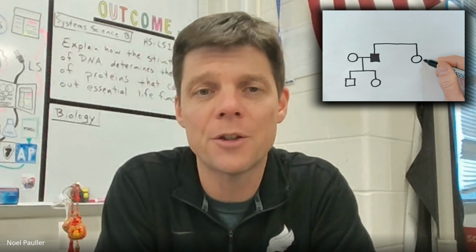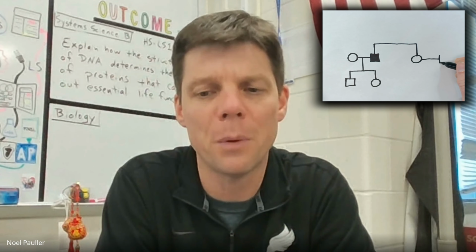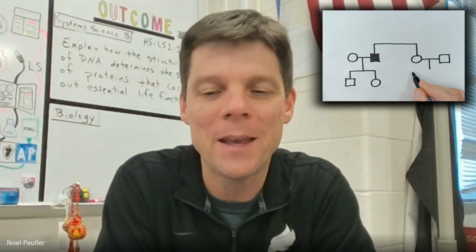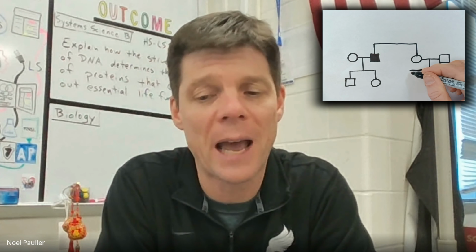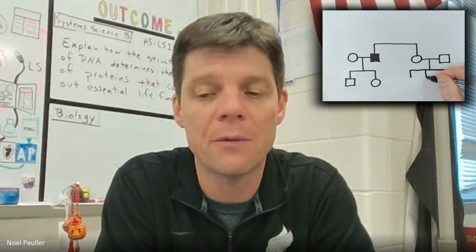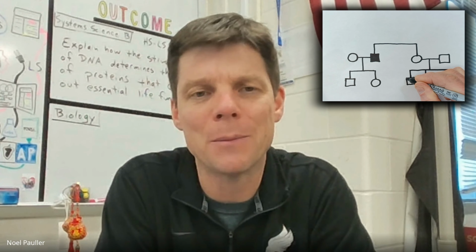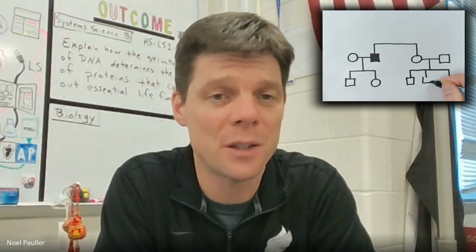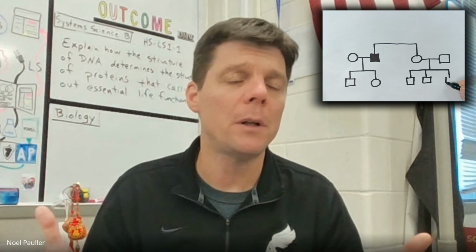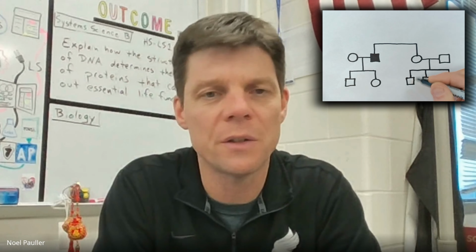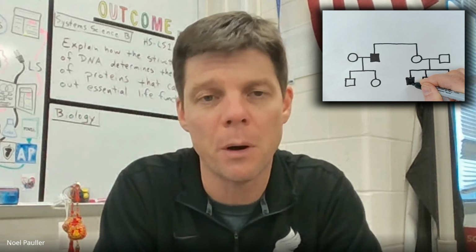I'll draw in a square to show the father of Paul's nephews. Okay, so square for him. And Paul told us that his sister has 3 sons. So I've drawn in 3 squares. And I am going to go ahead and shade in 2 of those squares because Paul told us that 2 of his nephews have a color vision deficiency that's very similar to Paul's.